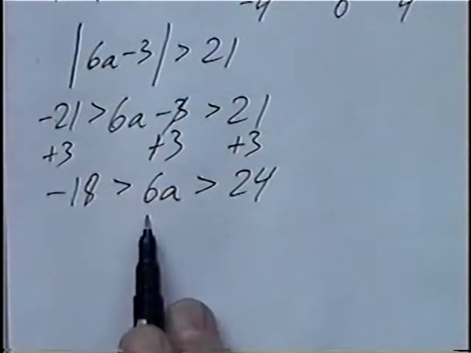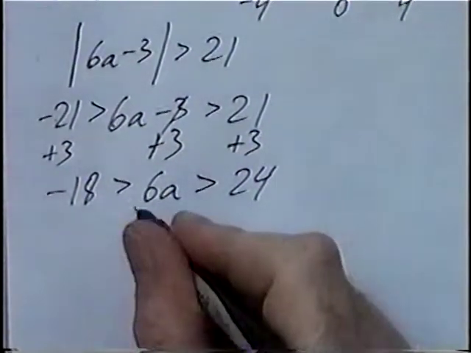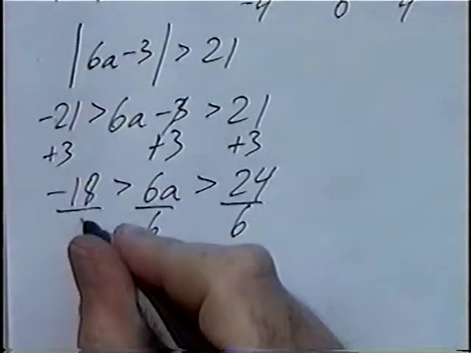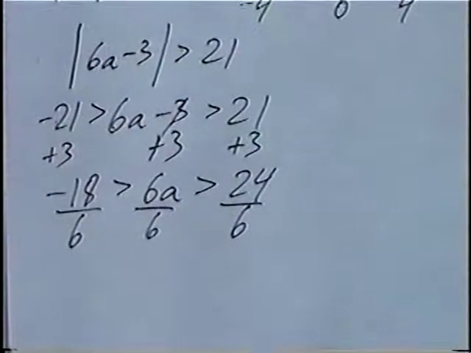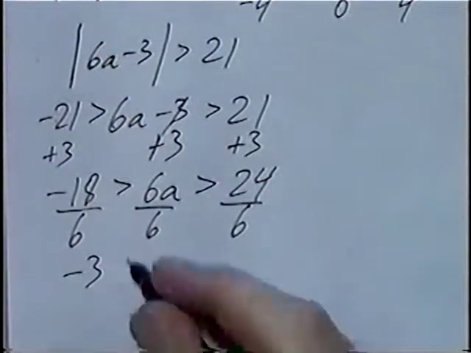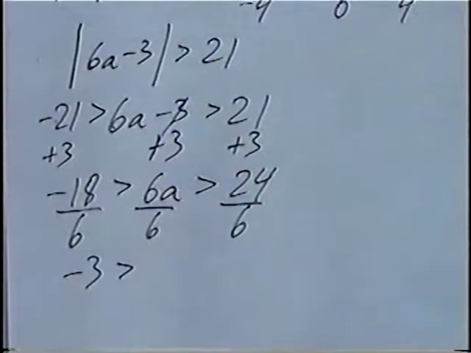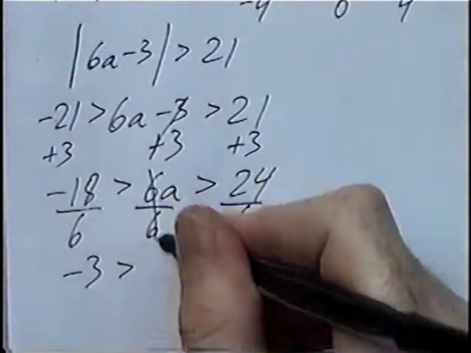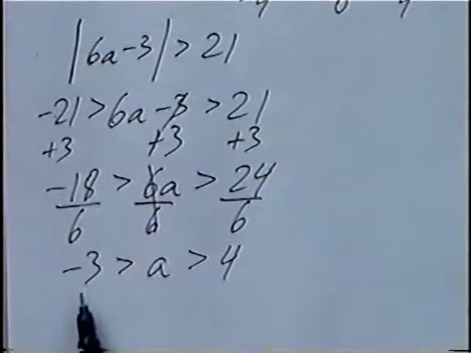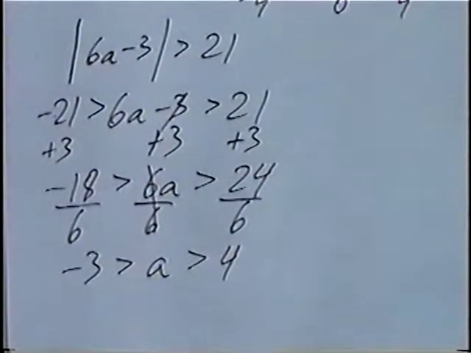And the last step to solve 6a, to get rid of the 6, we can divide by 6. And again, we'll divide the right hand by 6 and the left hand side by 6. Negative 18 divided by 6 would be negative 3. The inequality stays the same when you divide by a positive number. 6's would cancel. We'll be left with a in the center section is greater than 4. So the solution to the inequality is negative 3 greater than a is greater than 4.